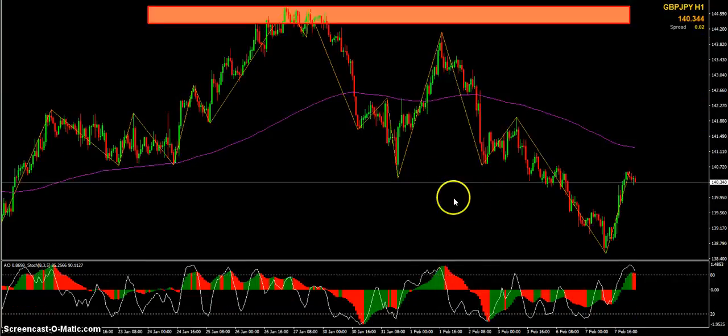We have the pound yen also setting up. So here we have wave 1 up for 2, down for 3. We can see this large AO.